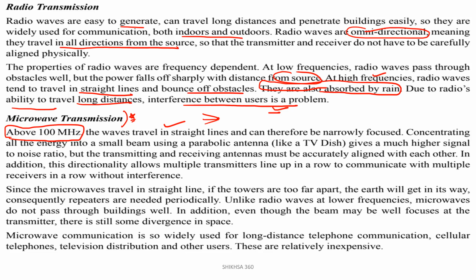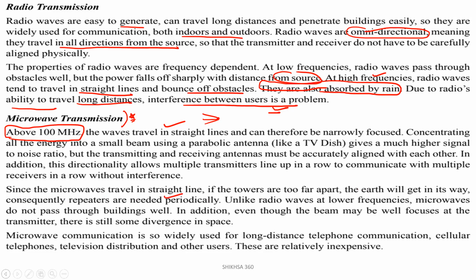In addition, this directionality allows multiple transmitters to line up in a row to communicate with multiple receivers in a row without interference. Since microwaves travel in a straight line, if the towers are too far apart, the earth will get in the way. Consequently, repeaters are needed periodically.